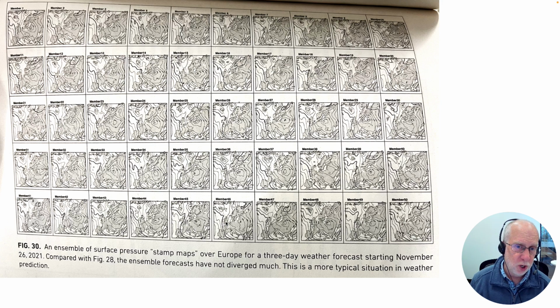But you can see this is actually quite unusual. Here is what most weather forecast ensembles look like. This is a 3-day weather forecast starting November 26, 2021, probably the day when the author was writing this book. And you can see here all the different ensemble forecasts all look much the same. This is usually the case. Most of the time, the uncertainty in working out what the weather is in all the places we haven't got weather gauges doesn't make much difference. But occasionally it makes a huge difference.